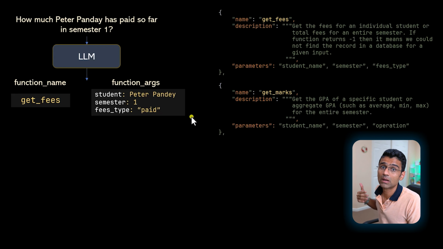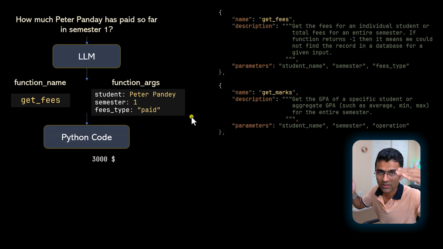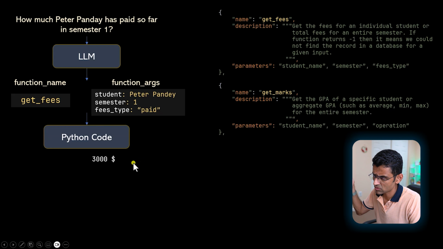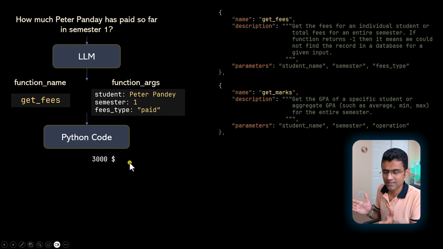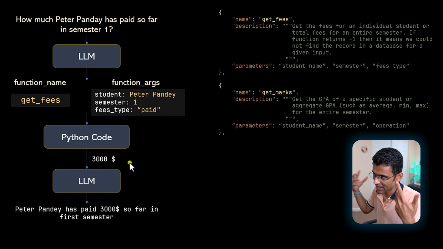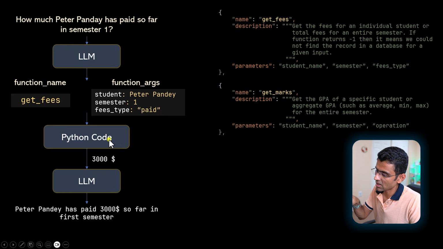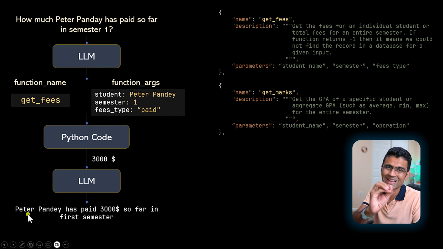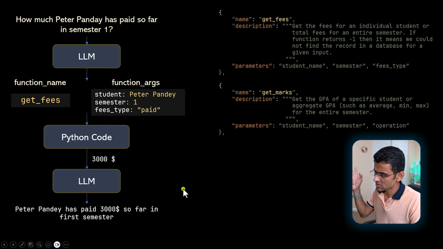In DB helper, we have defined this get fees function. It will call the database MySQL and return you this $3,000. You can return this as a response back. Or if you want a human readable response, once again call LLM and say, hey LLM, what is the right response for this? Now LLM has a context of all your previous conversation, so it will figure it out and generate a nice response: Peter Pandey has paid $3,000 so far.